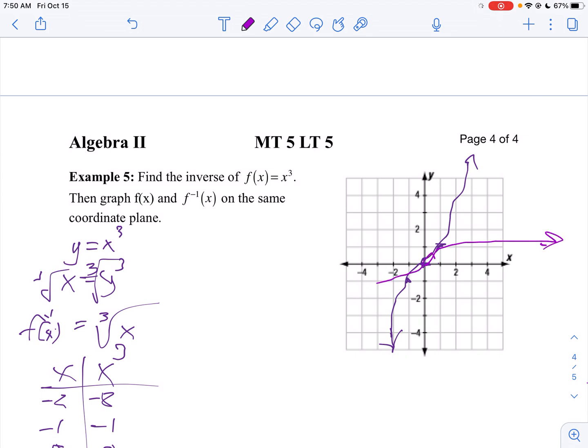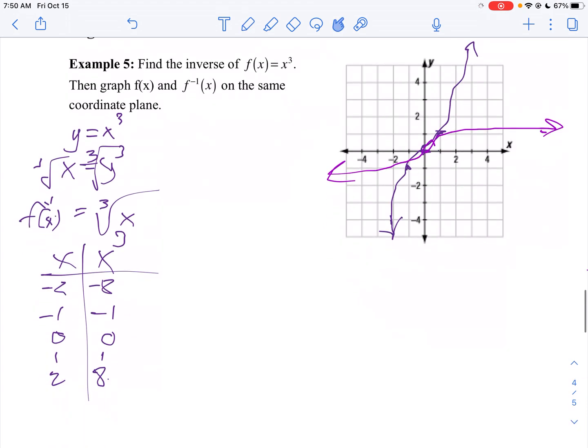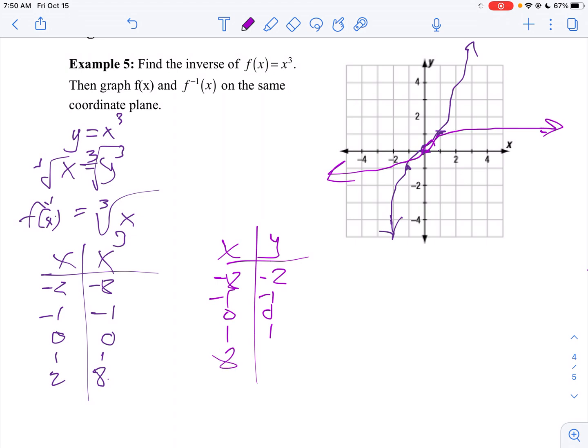And then we'll go down like so. So 8 and 2. And I said 2 and 8, but I meant 8 and 2. Because when you do the inverse, you're going to do x and y. You're going to flip them around. So I'll have negative 8, negative 2, negative 1, negative 1, 0, 0, 1, 1, and 8 and 2. And there is the inverse.